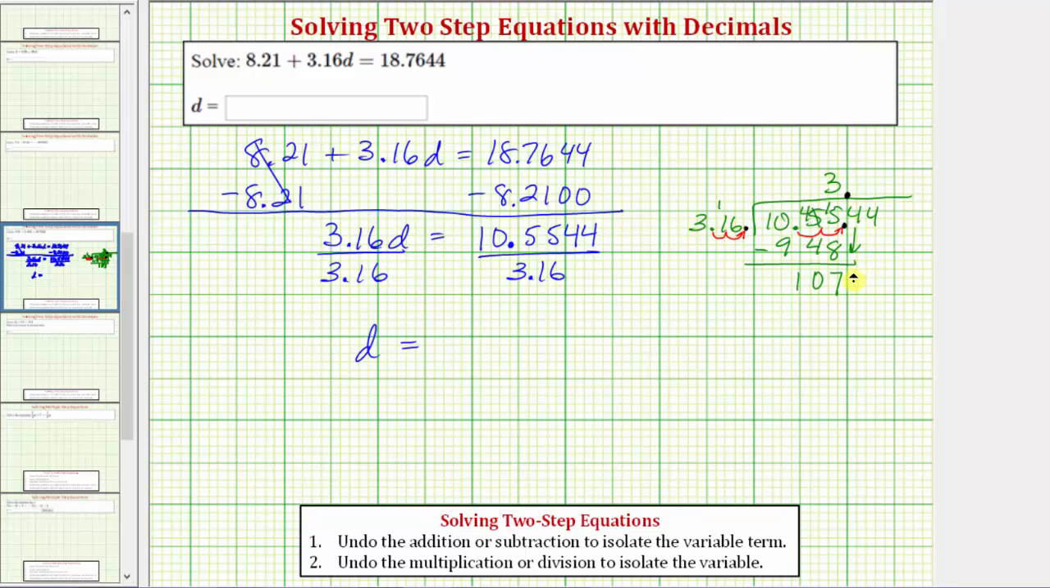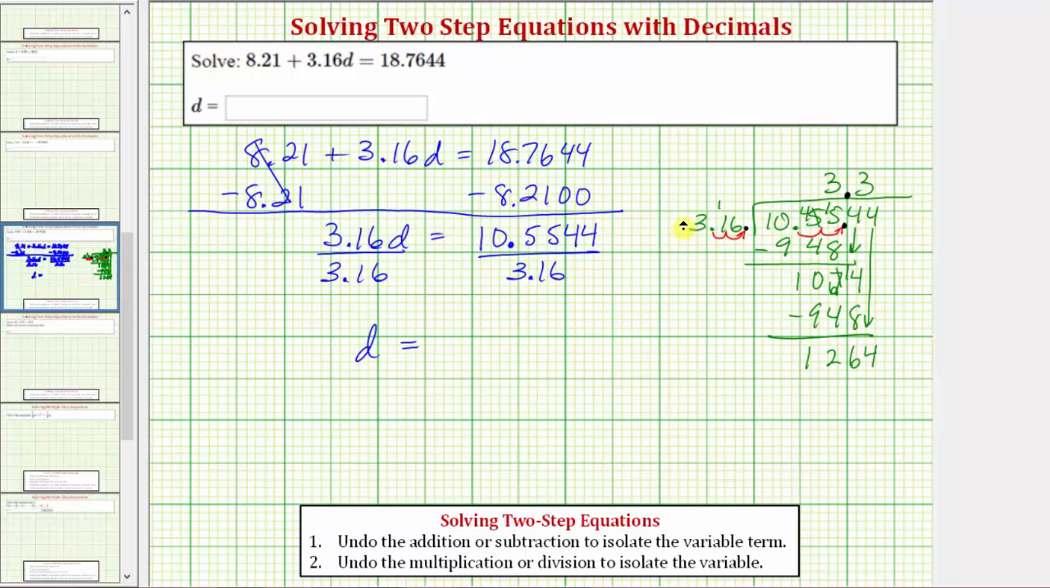Bring down the next digit, which is 4. And now we need to determine how many 316s are in 1074, which again is going to be 3. We already know 3 times 316 is 948. Subtracting, with an exchange here, 14 minus 8 is 6, 6 minus 4 is 2, and 10 minus 9 is 1. Again, 126 is less than 316, so the 3 is correct. Bring down the next digit, which is 4.